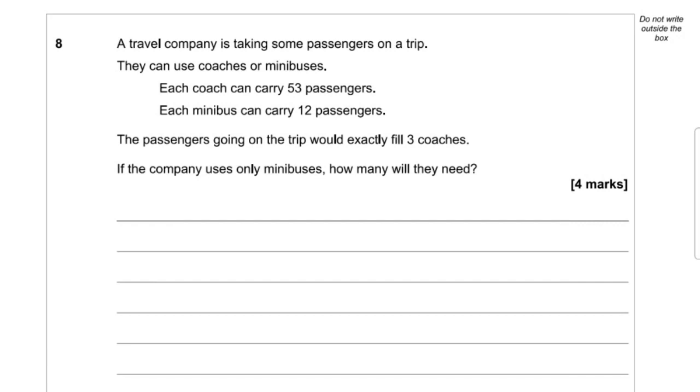So this is another one with quite a lot of steps. That's why it's 4 marks. So let's just focus on the very first step to start with. The first thing I would do, obviously, let's identify some information, because we don't know how many passengers are going on the trip in total to start with.